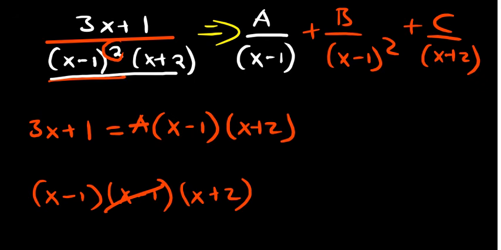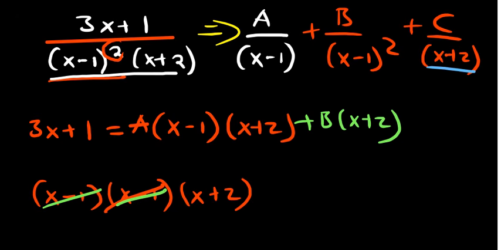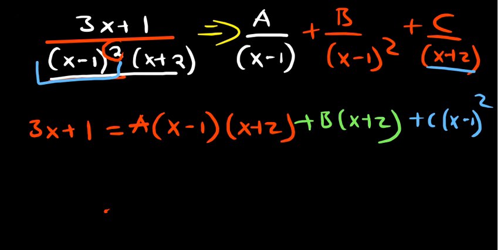Okay. Then how about the next term? What we have is x minus 1 squared. So the entire part will be cancelled. You just remain with b being multiplied by x plus 2. Then how about the last part? You only have x plus 2. So the entire part will stand there. So c is going to be multiplied by x minus 1 squared. That's what we have as our equation there. So our goal is to find the value of a, b, and c. So think of some of the things that can eliminate this.